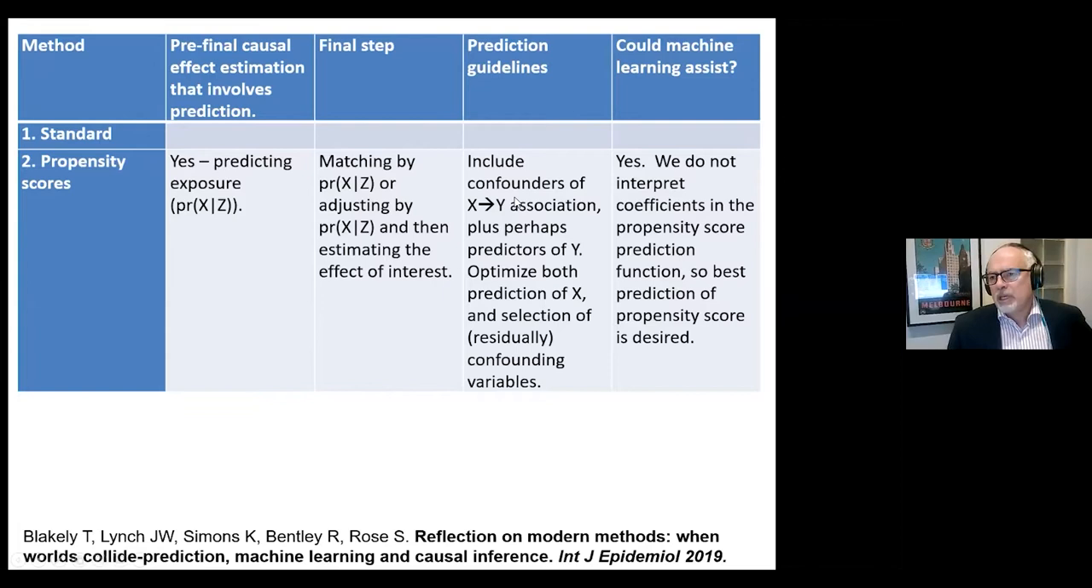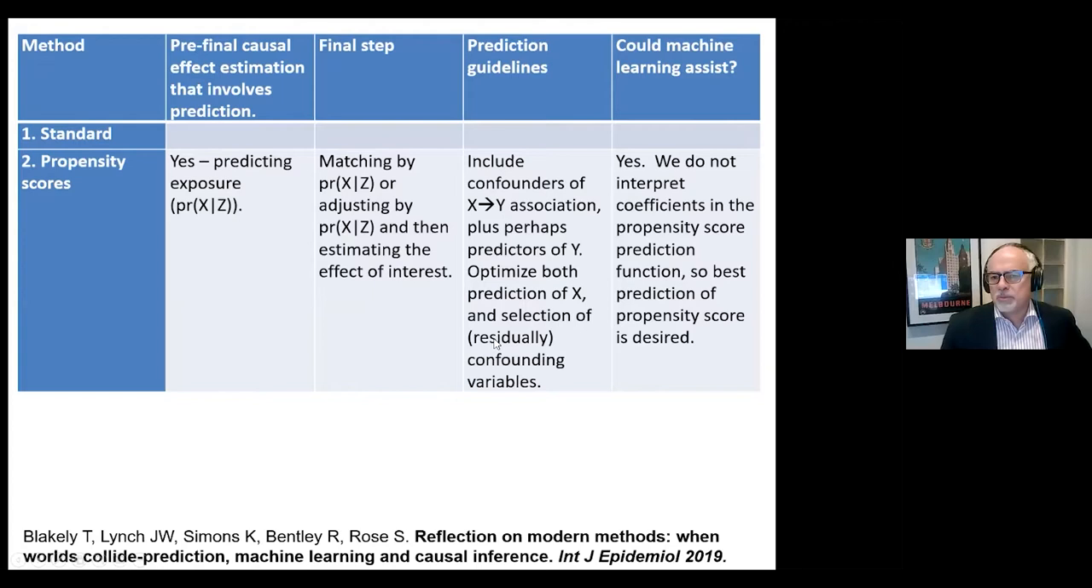Now, what are the guidelines here? Well, you still have to think. You can't just throw everything in to predict your propensity score, because you could still get collider bias and stuff. So you include all the confounders. You still have to identify the confounders, plus perhaps predictors of Y. There's a bit of debate about that, but I think most people have settled on the idea that you can use things that predict Y, but not necessarily X. So they're not necessarily confounders, but they do help a little bit. And optimize both prediction of X and selection of the confounding variables.